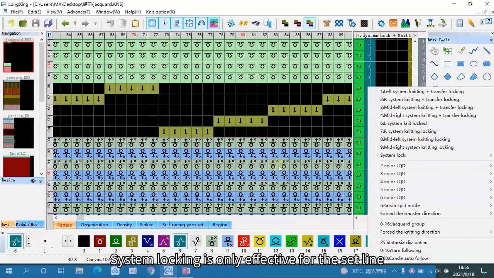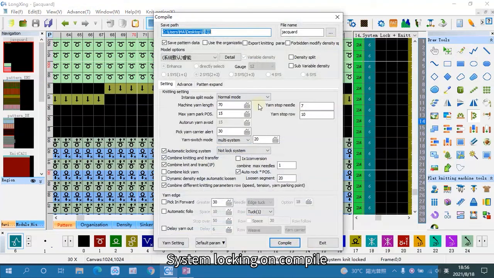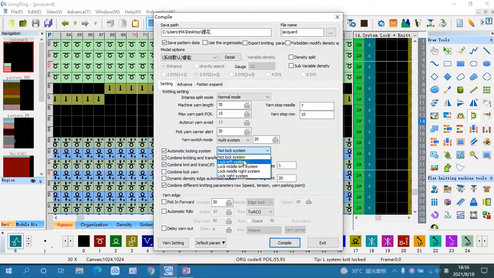System locking is only effective for the start line. System locking on compile. In there, those options are effective for the whole pattern. It's not necessary to start line by line.